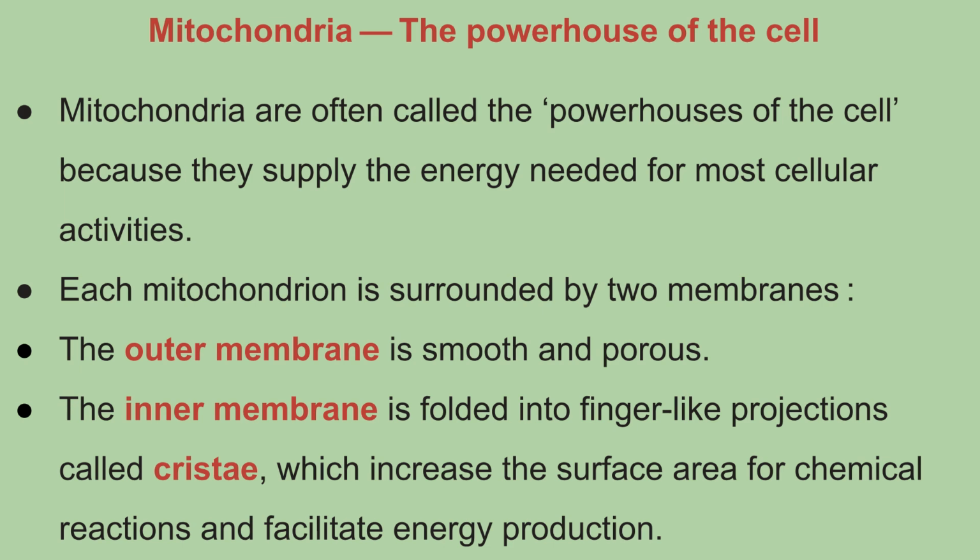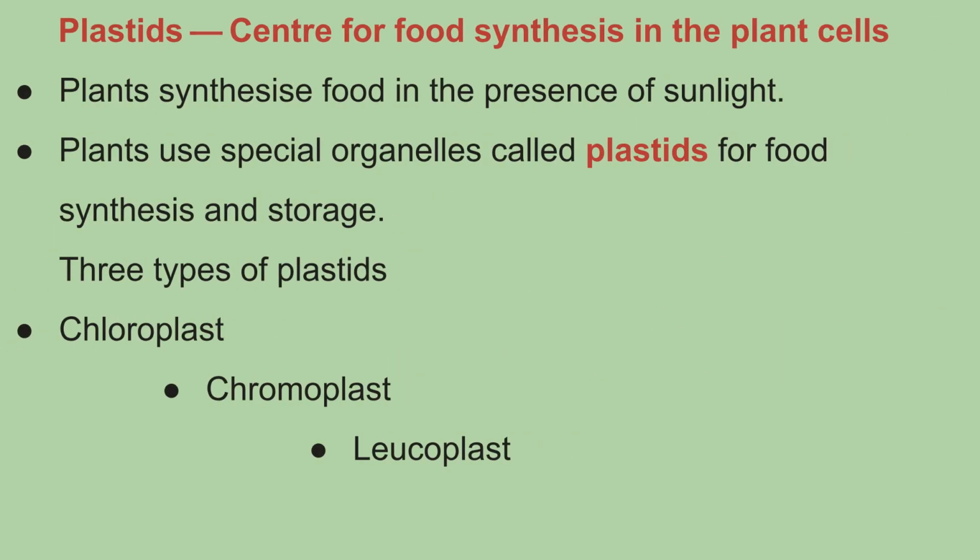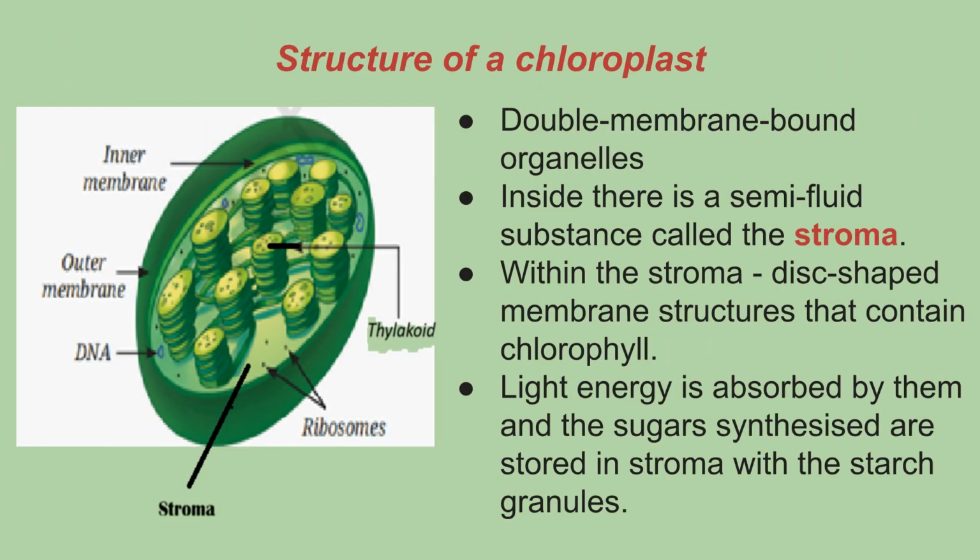Mitochondria are famously known as the powerhouse of the cell. Mitochondria supply the energy needed for most cellular activities. They have a smooth outer membrane and a folded inner membrane with finger-like projections called cristae, increasing the surface area for energy production. During cellular respiration, glucose is broken down in the mitochondria to release energy, stored as adenosine triphosphate, or ATP. ATP is the energy currency used for most cellular activities. Mitochondria have their own DNA and ribosomes, allowing them to synthesize some of their own proteins. This characteristic supports the endosymbiotic theory.